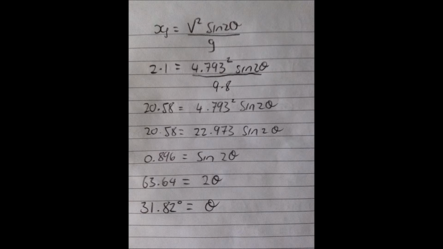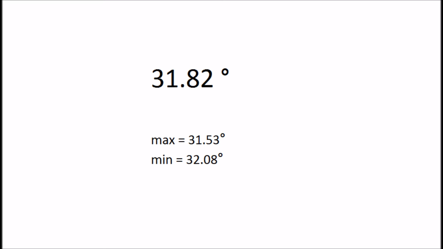So after this, we figured out which formula we needed to calculate the angle. So we went and got the distance we needed to hit the target at, which was 2.10 meters, and put it into this formula. We did some rearranging, which you can see, so that we could find the angle, which was 31.82 degrees, with a maximum value of 31.53 degrees and a minimum value of 32.08 degrees.